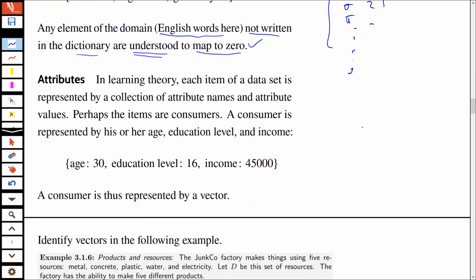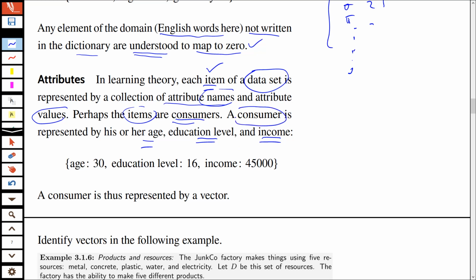Another example is in machine learning, and that is attributes. Imagine you have some data set. In a data set, each item will be represented by a collection of attributes. An attribute will have a name, and it will have a value. As an example, a consumer can be seen as an item. That consumer could be represented by his age, one attribute, education level, years of education, the second attribute, and the income, yearly income, the third attribute.